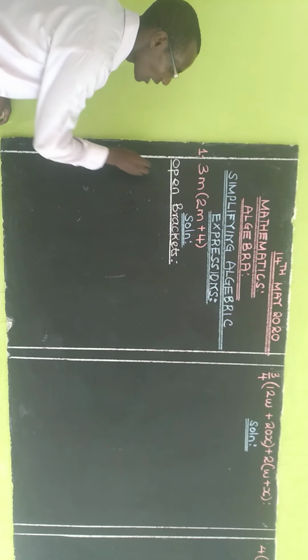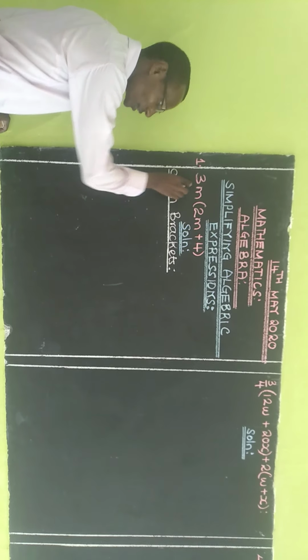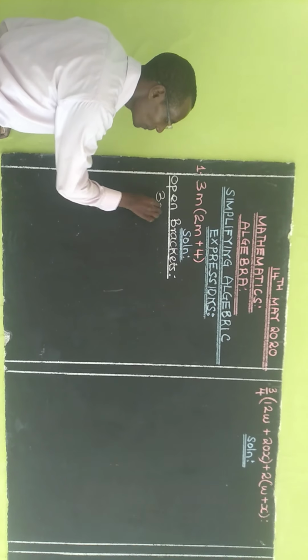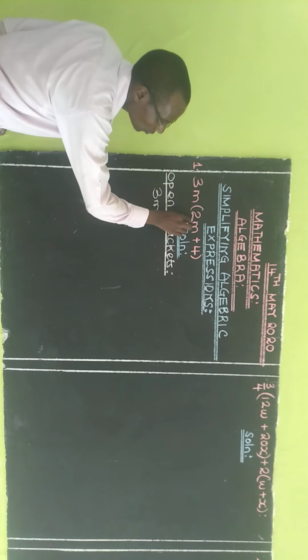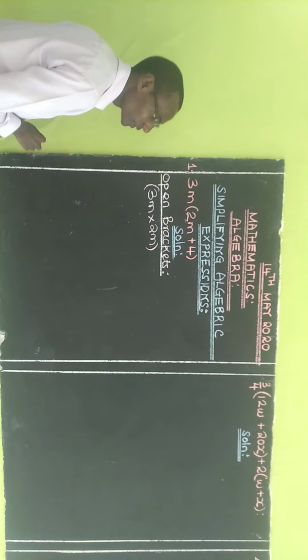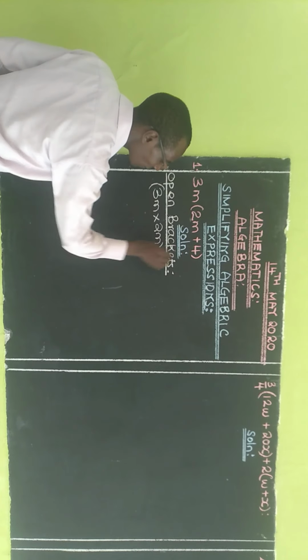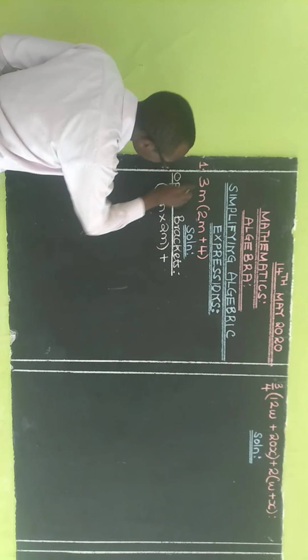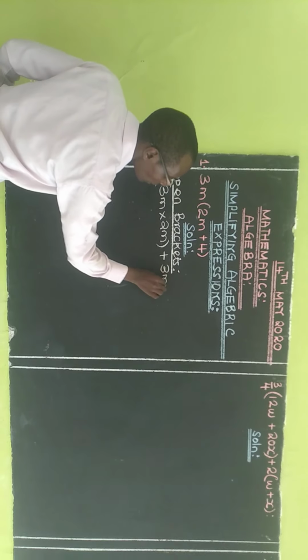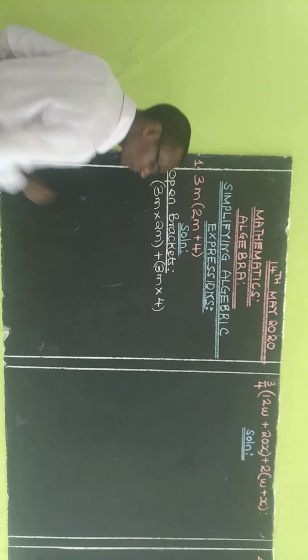And in this case, we shall have this number which is outside the bracket, and this is 3m. So we pick 3m and multiply by the first one, which is now 2m. That is the first one. Then the second one, we pick the 3m again. So we have an addition sign there. So 3m multiplied by the second one, which is 4.